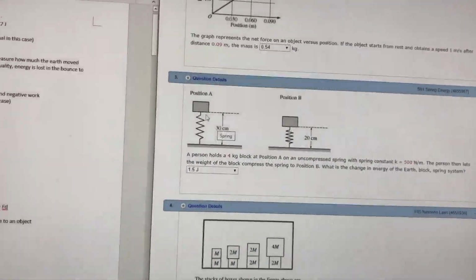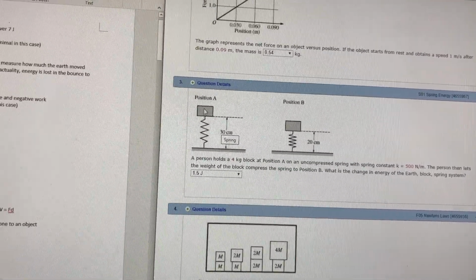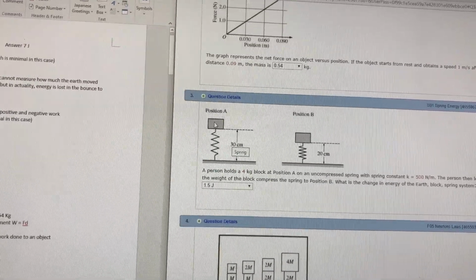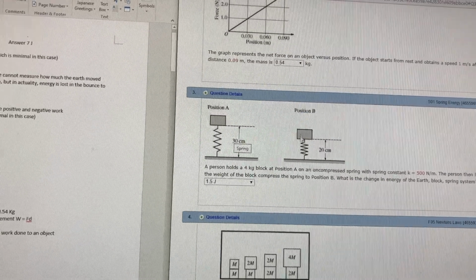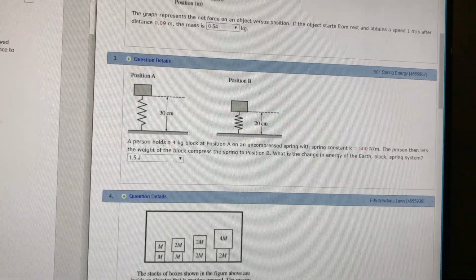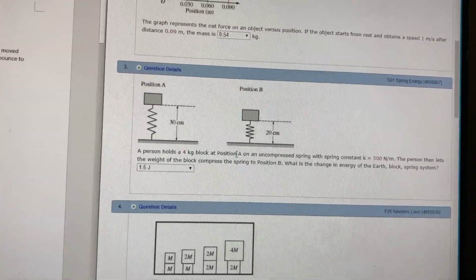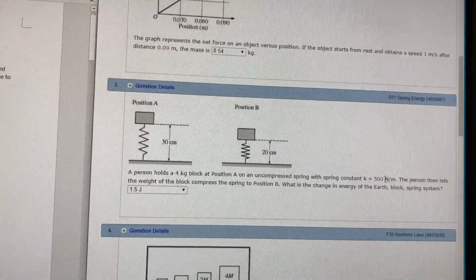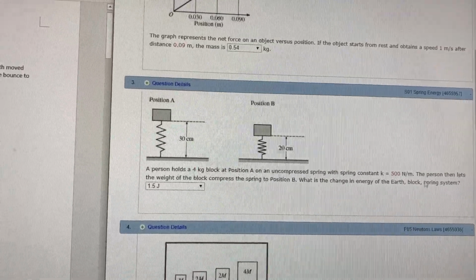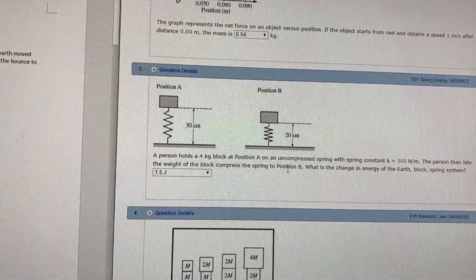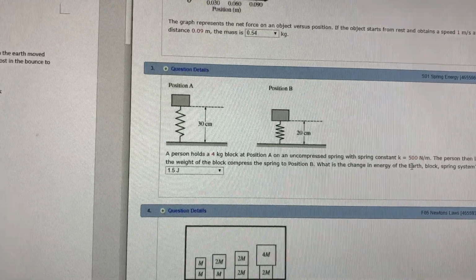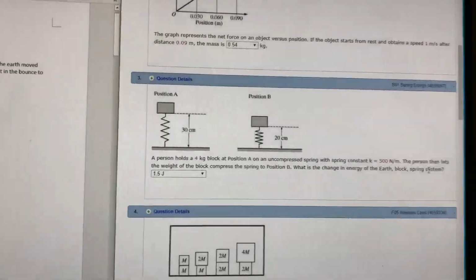In 3, I have a spring and I have this mass up at this position, and then the person stops holding it gently and the spring falls down to this position. A person holds a 4 kilogram block at position A on an uncompressed spring that has a spring constant of 500. The person then lets the weight of the block compress the spring to position B. What is the change in energy of the earth-block-spring system?